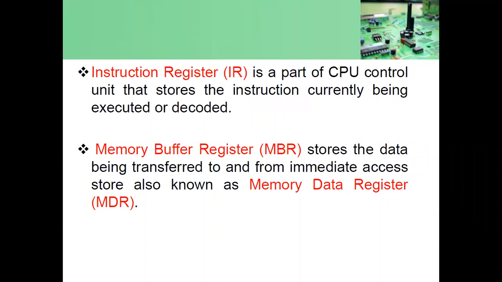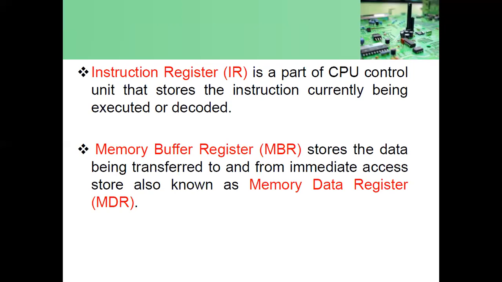Then there is the instruction register. The instruction register is a part of the CPU control unit that stores the instruction currently being executed or decoded. Suppose there are 10 instructions in your program. The first instruction will be taken into the instruction register and then it will be executed. Each instruction, before execution, goes into the instruction register and then it is decoded and executed. The decoding part is very important.